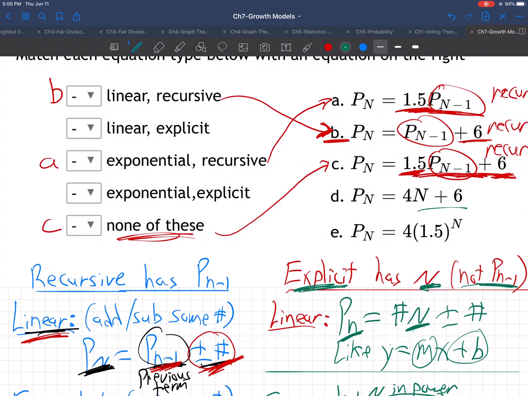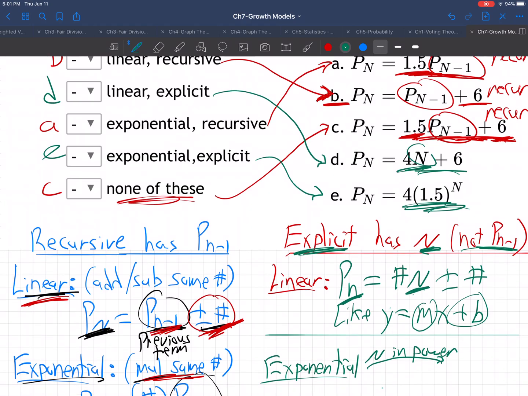So that would mean these guys are both explicit. This one is clearly linear, isn't it? Linear explicit. There's D, and this one is clearly exponential explicit, because it just has n. They both just have n. They don't have p sub n minus 1. They're not referring to the previous term. That's what recursive does. Recursive refers to the previous term. It recurs, like a dream that recurs, right? You have the same dream again. You refer to the previous dream. So recursive has the previous terms in it.